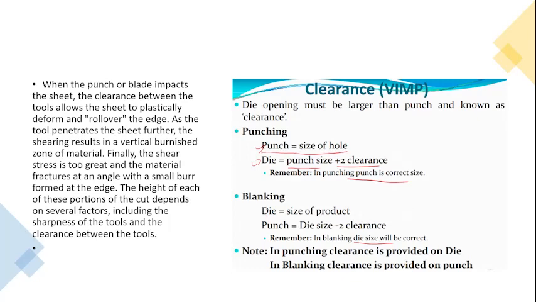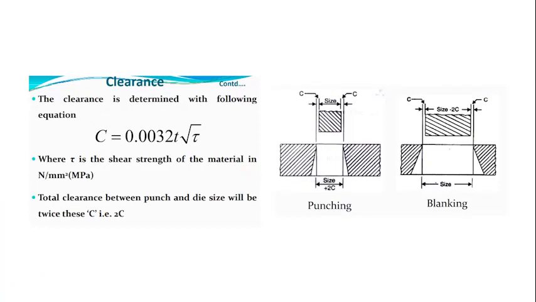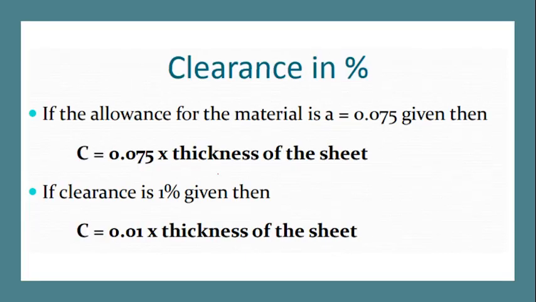Then in blanking, the die will be of the size of the product, and the punch will be die size minus 2 into clearance. Now, what is clearance? So this is the formula of clearance: C equals 0.0032 T root tau, where tau is the shear strength and T is the thickness of your sheet metal. One more thing, if it is not given in the question, then you have to find it like that. But mostly they will give you clearance in the form of percentage or in the form of allowance.